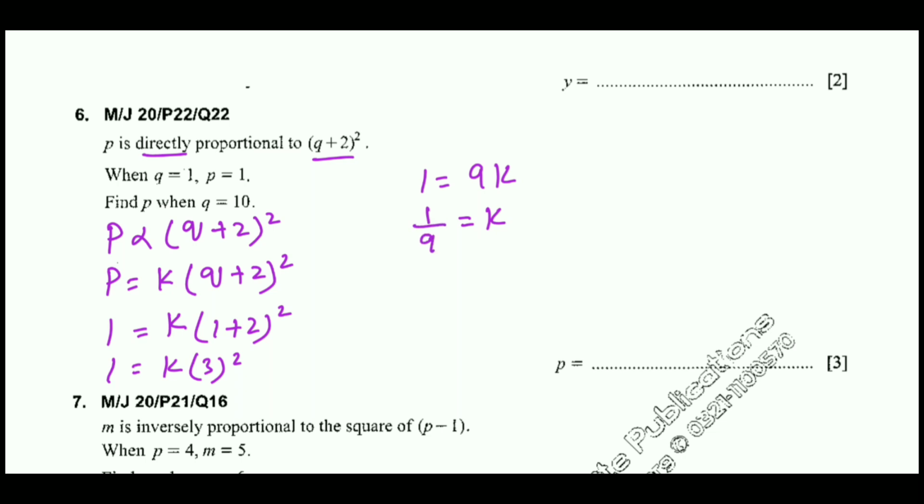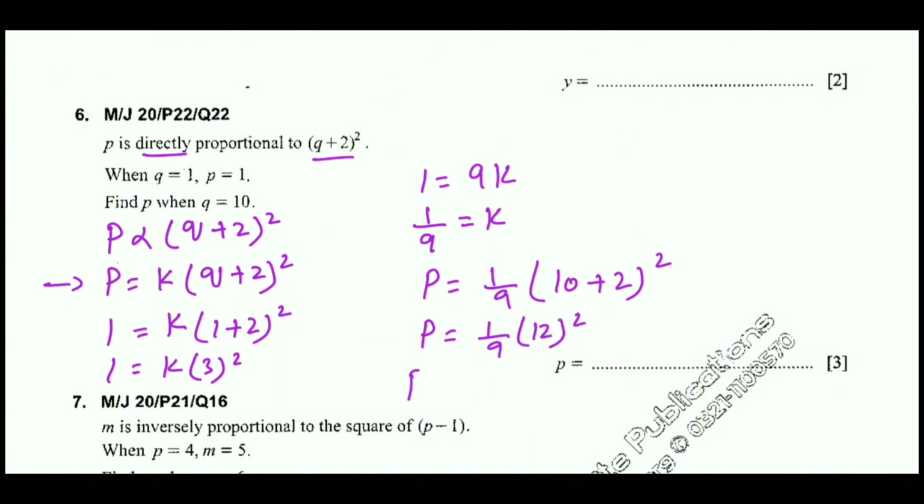Now we have to find p when q is equal to 10. So here we have to find the value of p. We will put q is equal to 10 and k is equal to 1 by 9 in the main equation. So p is equal to 1 by 9, and q is 10 plus 2 whole square. p is equal to 1 by 9, 12 whole square. p is equal to 12 square divided by 9, which is 16. So the final answer is 16.